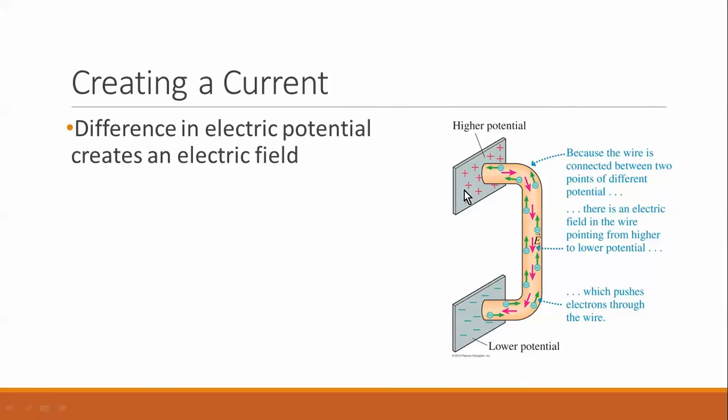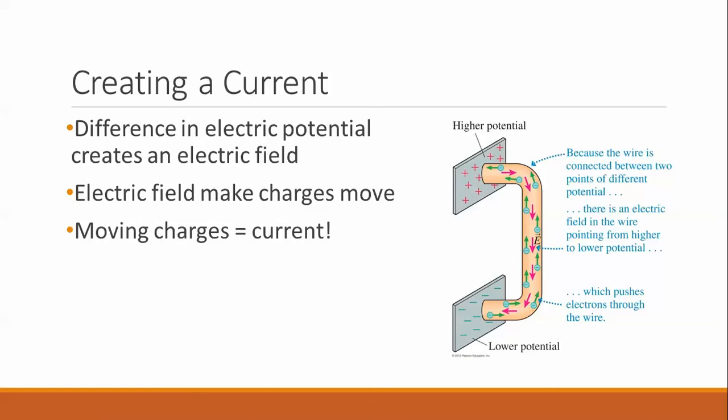So if we think about two plates, we have a positive plate with a higher potential and a negative plate with a lower potential. This difference means that there's a different potential, so there's an electric field that's going to go from the positive to the negative. That electric field will cause positive charges to move the direction of this purple arrow, and negative charges, electrons, to move the opposite direction, and that will cause a current. The electric field makes charges move. The moving charges is defined as a current.